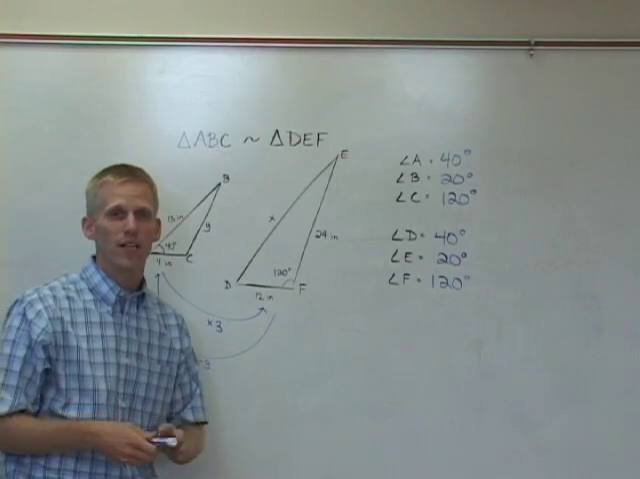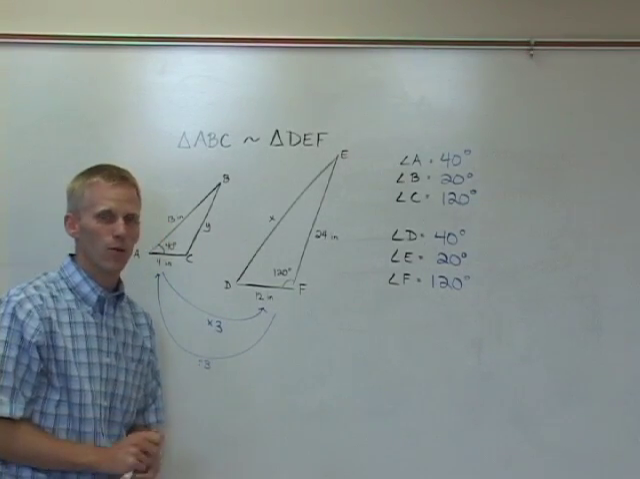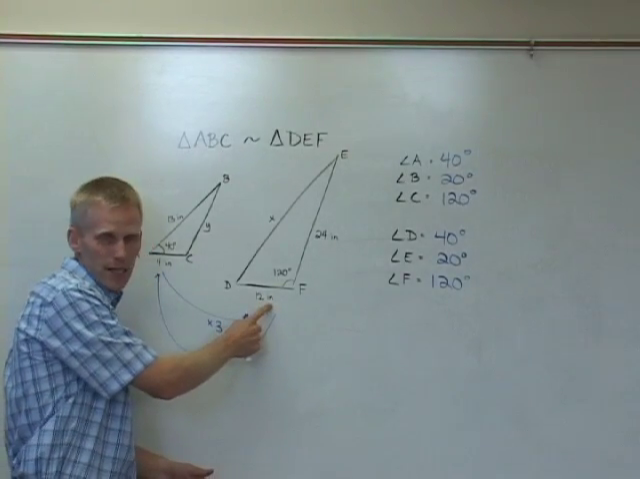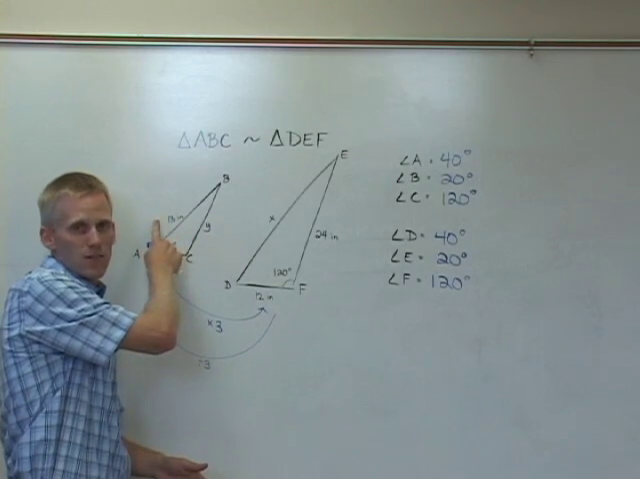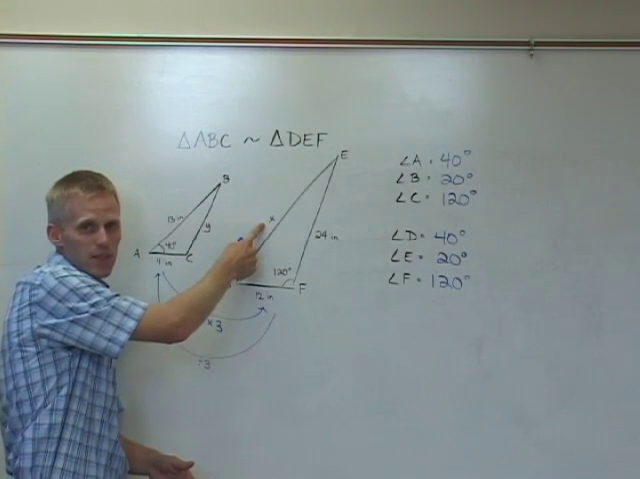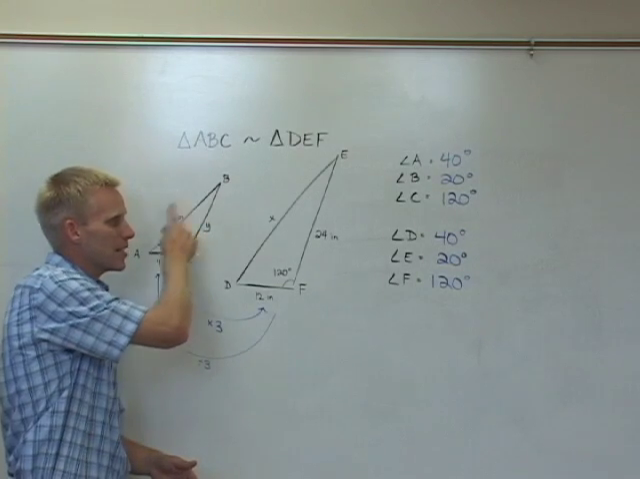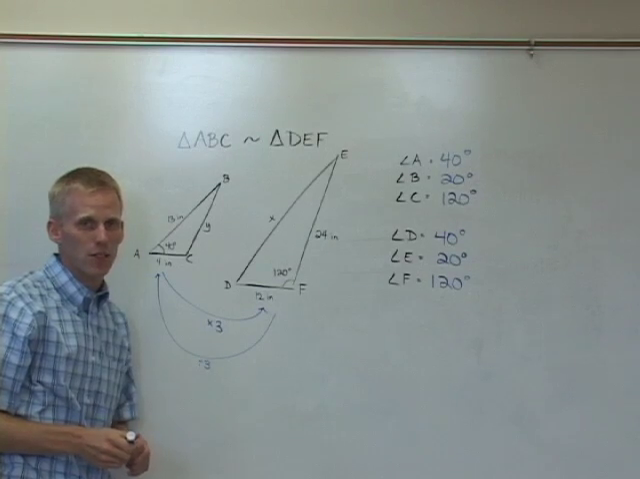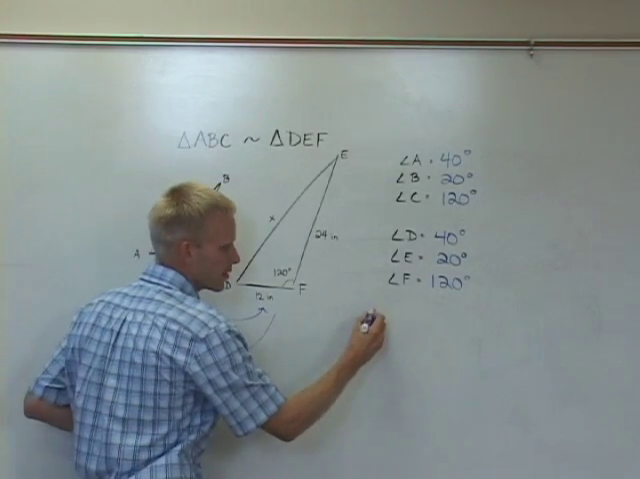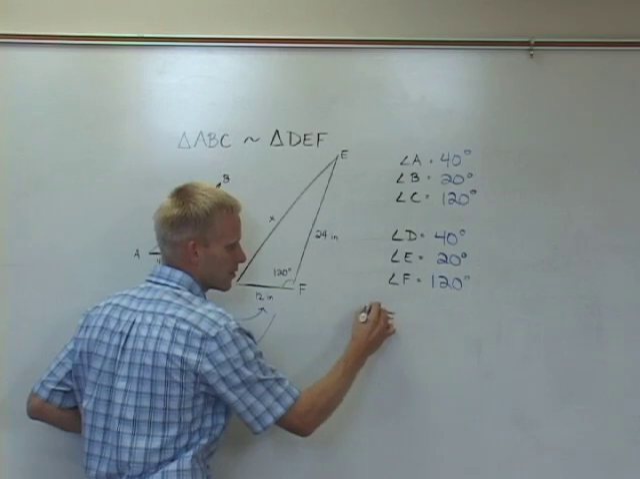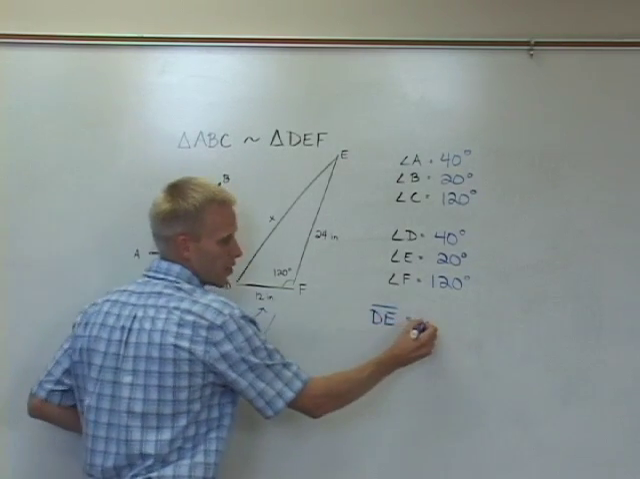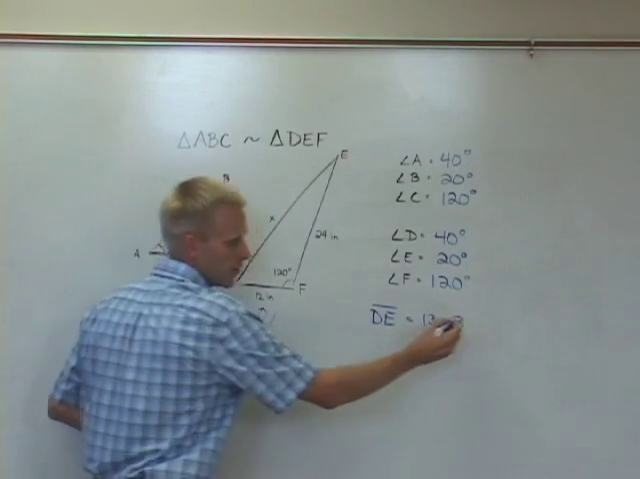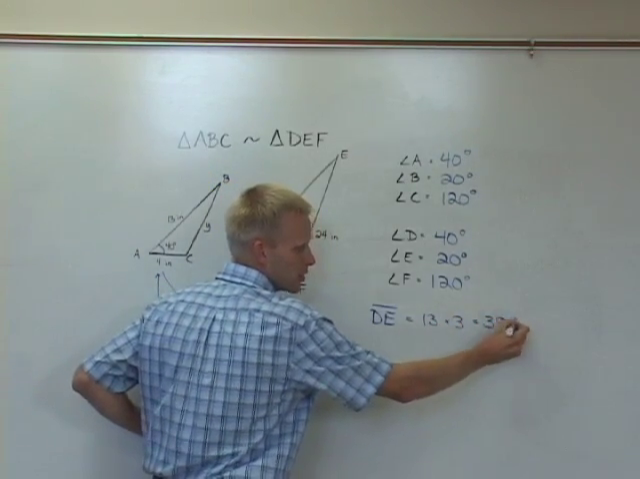Because they are similar figures, we know that corresponding sides are going to relate to each other in the same way. So if this increased 3 times, that means this must also increase 3 times to become X. 13 times 3 will give us a total value of 39 inches. So we could say that side length DE is the original 13, 3 times larger, for a total of 39 inches.